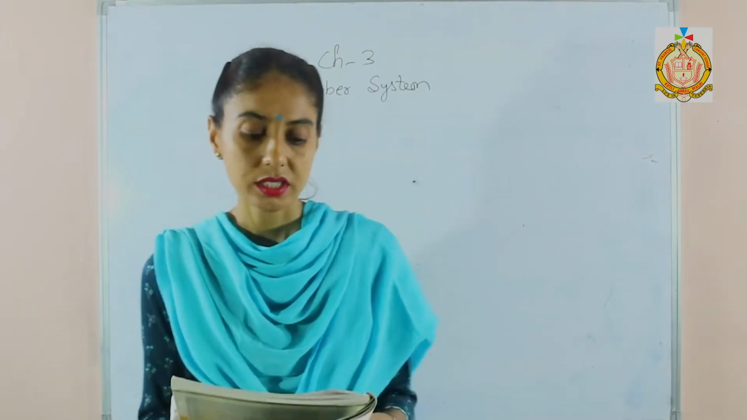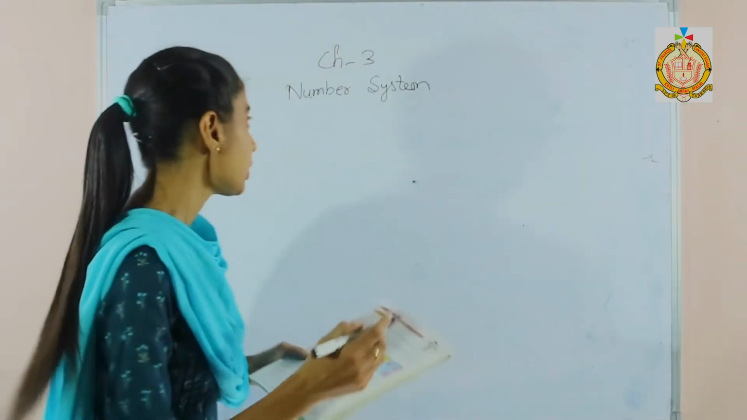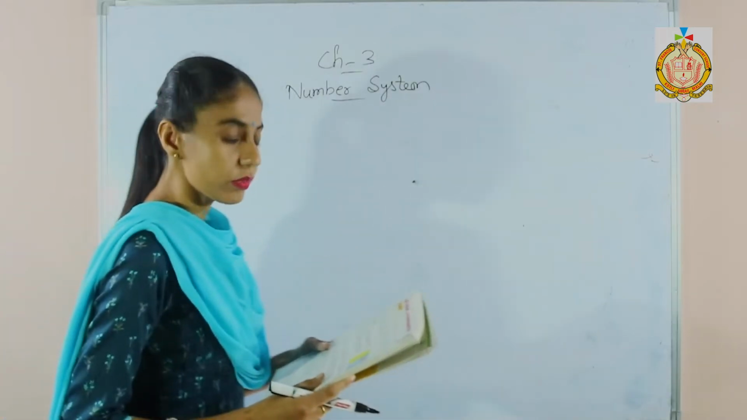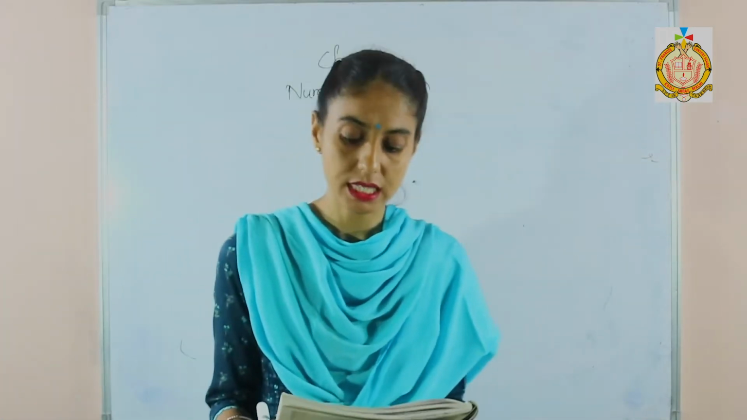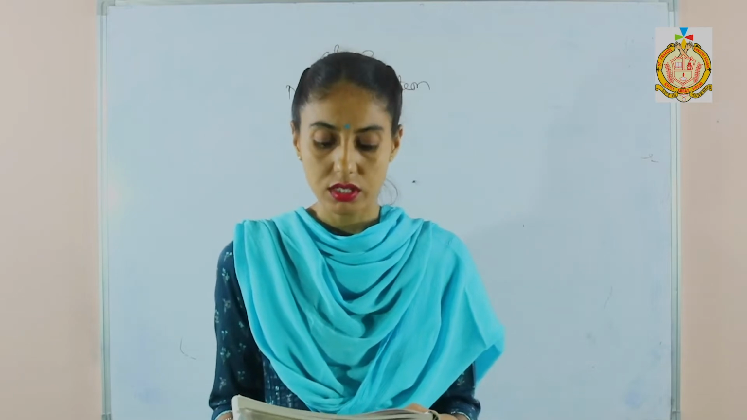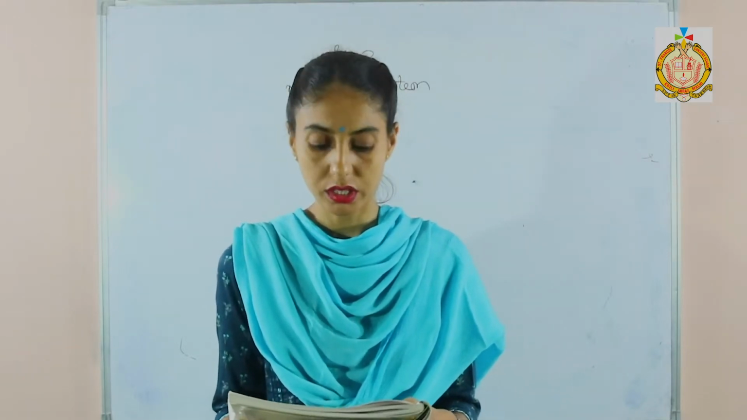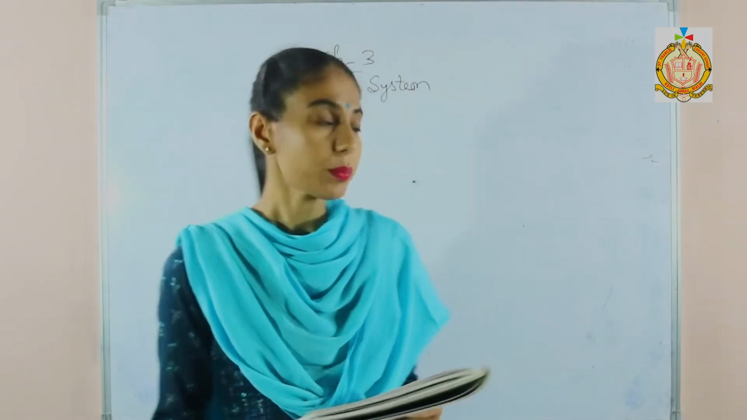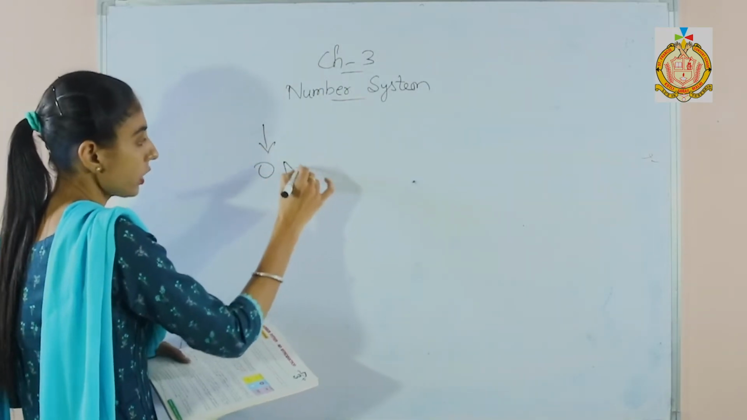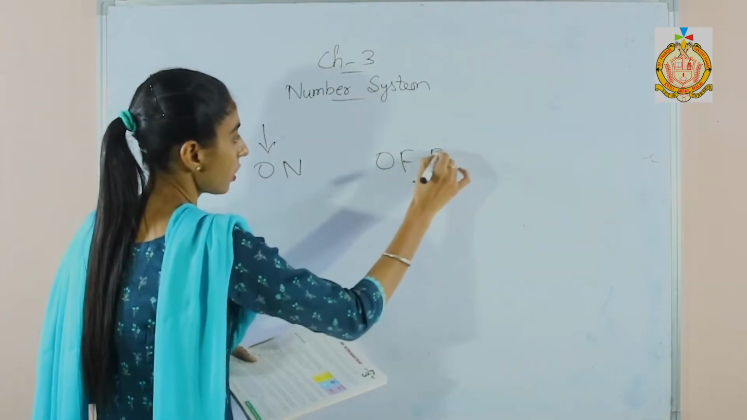Hello students, today we are going to start chapter number 3, number system. So first of all, what is a computer? Computer is an electronic machine. It does not understand the language people use to communicate with each other. So computer recognizes only two discrete states, on and off.